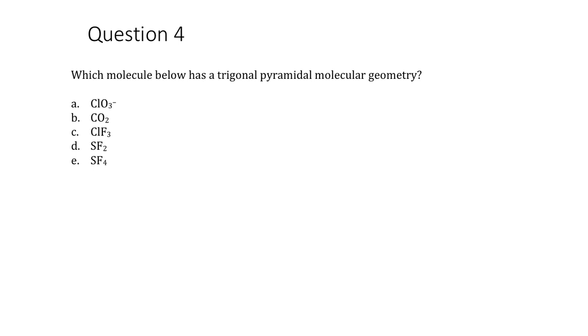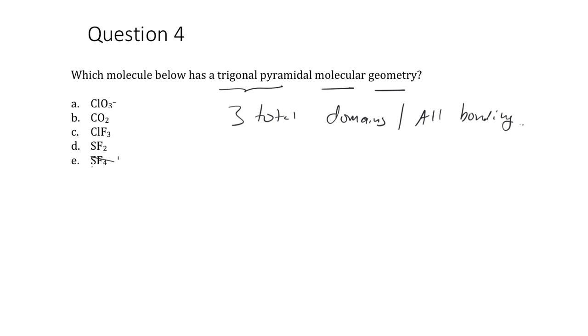Question 4, which molecule below has a trigonal pyramidal molecular geometry? So a trigonal pyramidal molecular geometry would have 3 total domains, and they all have to be bonding domains. Okay, so I can quickly rule out SF4, because to have 3 total domains I can't have 4 bonds. So I am going to have at least 4 domains about the central atom in SF4.